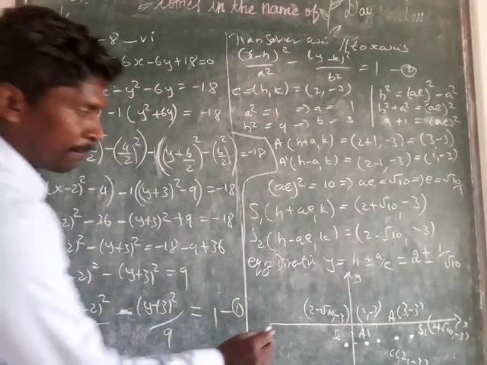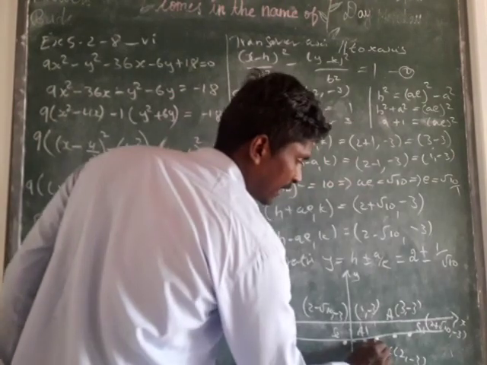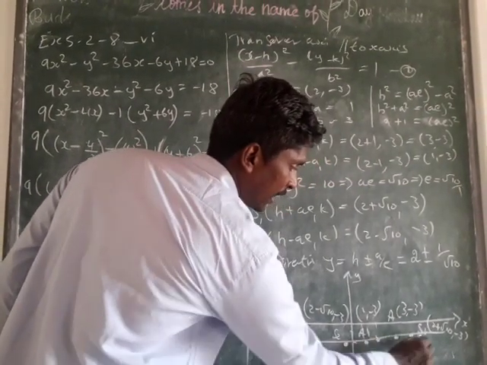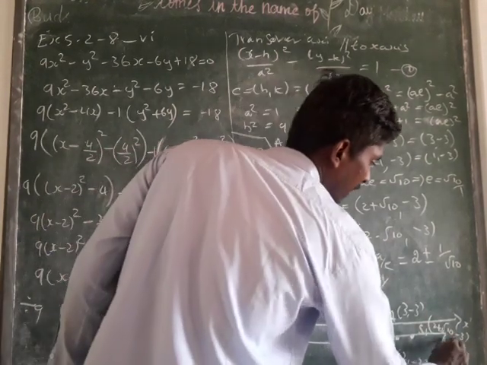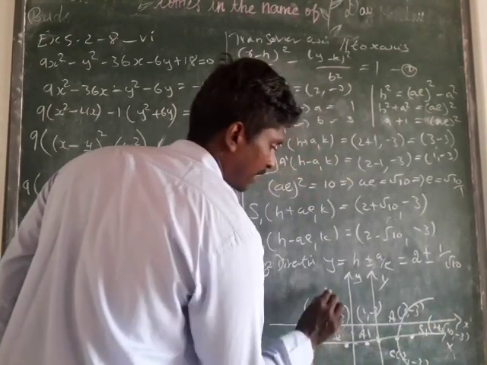So through all the points, draw the horizontal line, simply through the center. This is the center, 2 comma minus 3. Through the center draw horizontal and vertical lines. Take capital A, and take capital S. So the vertex is here, and the focus is there. Draw the diagram like that.